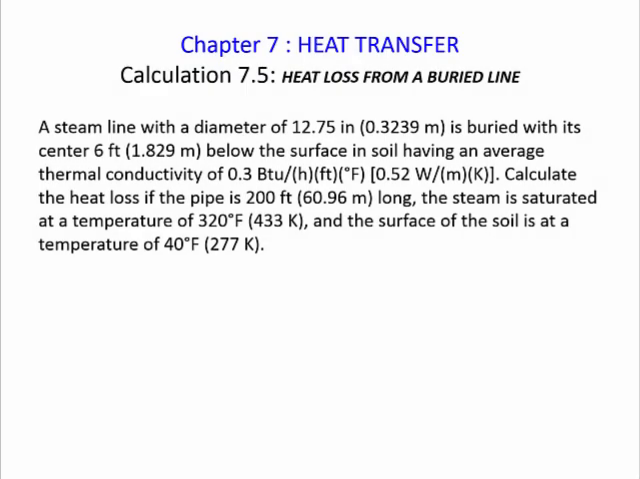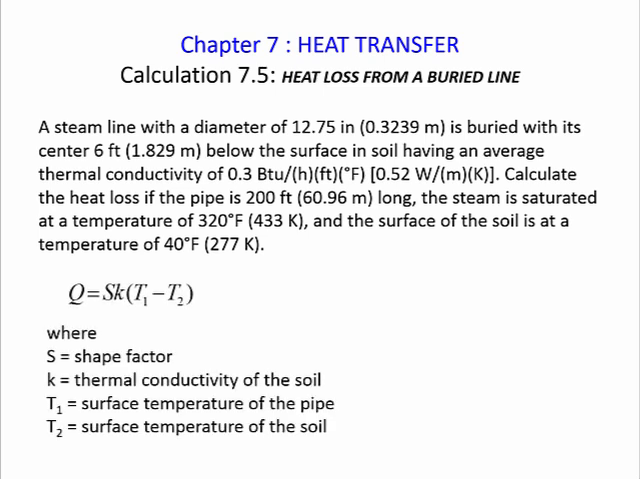Calculation 5 in Chapter 7, Heat Loss from a Buried Line. A steam line with a diameter of 12.75 inches is buried with its center 6 feet below the surface in soil having an average thermal conductivity of 0.3 BTU per hour per foot per degrees Fahrenheit. Calculate the heat loss if the pipe is 200 feet long, the steam is saturated at a temperature of 320 degrees Fahrenheit, and the surface of the soil is at a temperature of 40 degrees Fahrenheit.